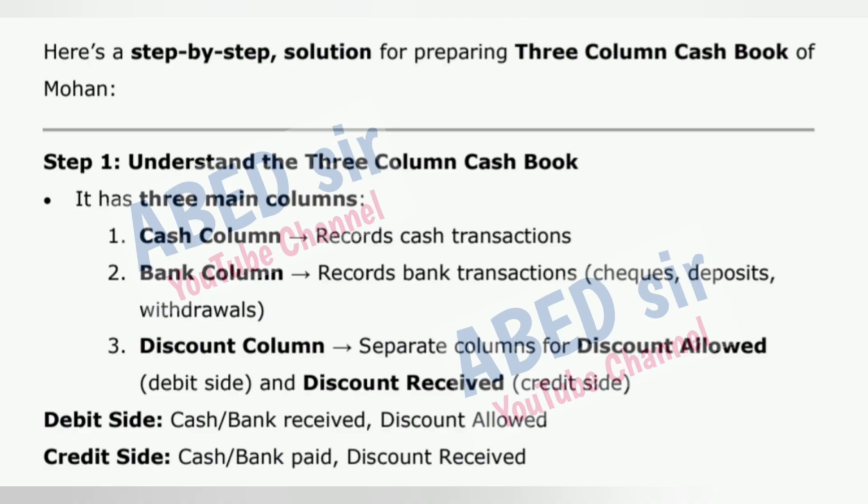1. Cash column records cash transactions. 2. Bank column records bank transactions: checks, deposits, withdrawals. 3. Discount column has separate columns for discount allowed, debit side, and discount received, credit side. Debit side: cash, bank received, discount allowed. Credit side: cash, bank paid, discount received.